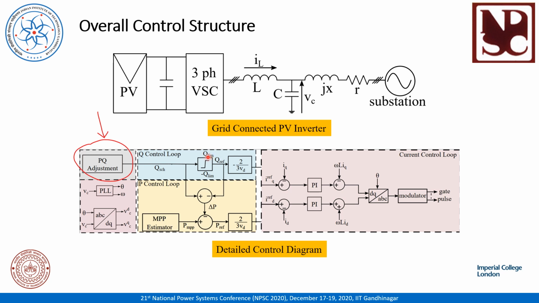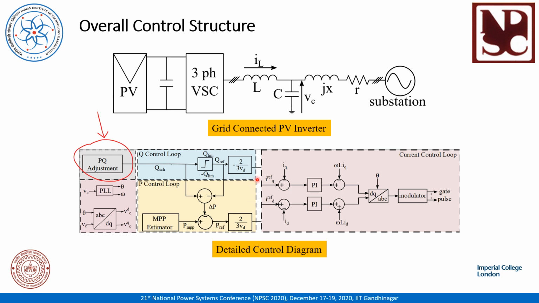The Q limit, or Q lim, is the available reactive power capacity of the PV inverter and is therefore given as root over of S nominal square minus P square. The Q reference is subtracted from this Q schedule to generate the amount of the active power curtailment, which is equal to delta P. The delta P is subtracted from the maximum power P MPP to generate the reference active power for the PV inverter.